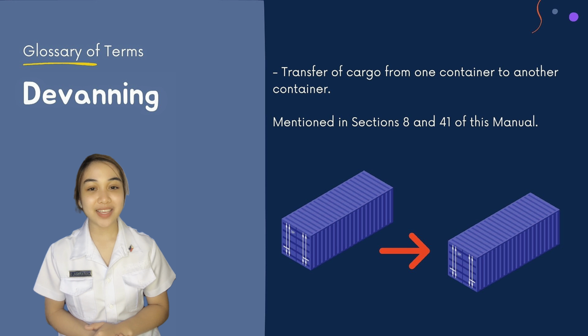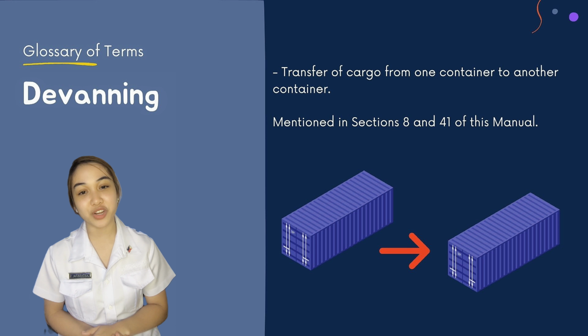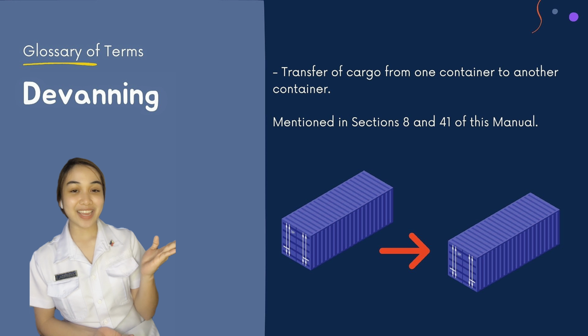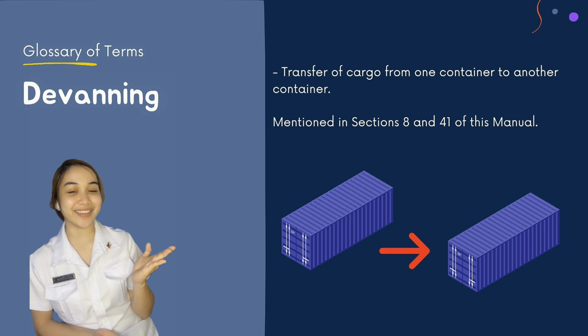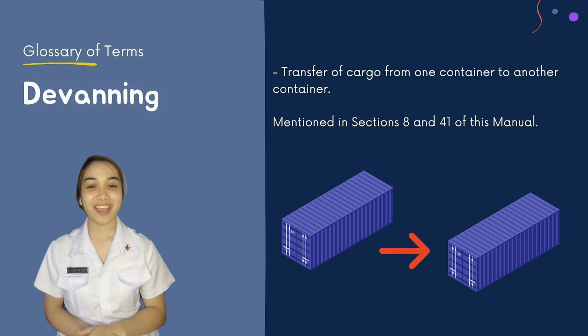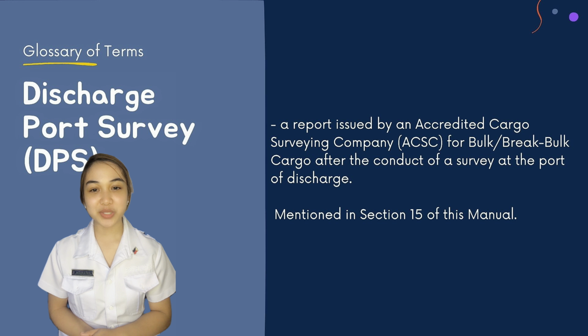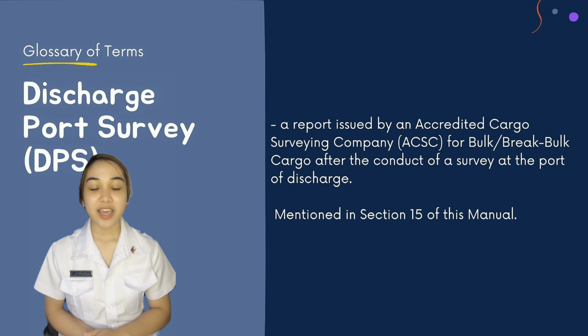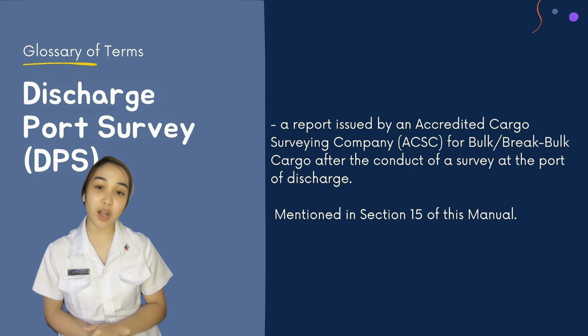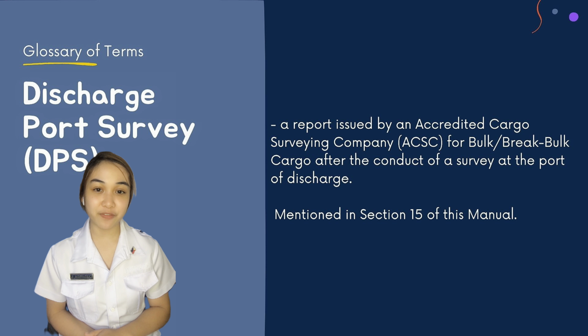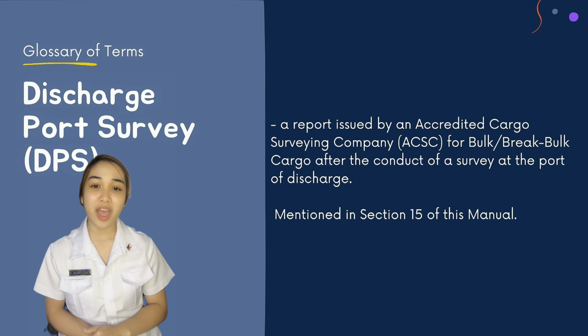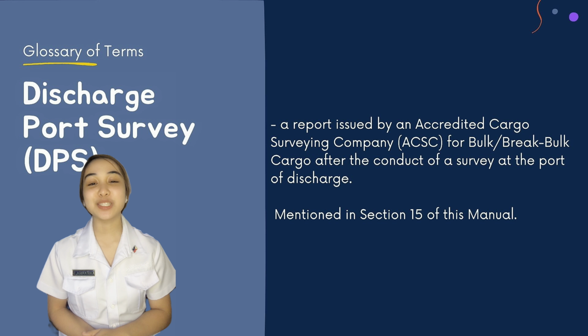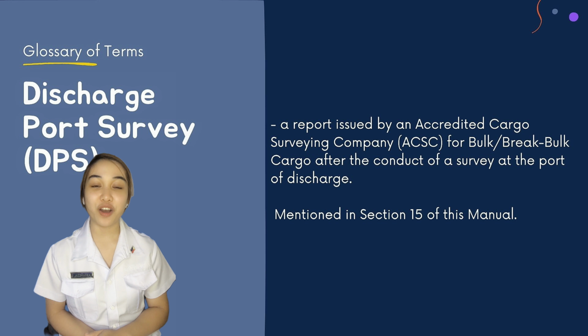Devanning. Devanning is the transfer of cargo from one container to another container. Here's an example of devanning. Discharge Port Survey, or the DPS. It is a report issued by an accredited cargo surveying company, or the ACSC, for bulk or break bulk cargo after the conduct of a survey at the port of discharge, as mentioned in section 15 of this manual.